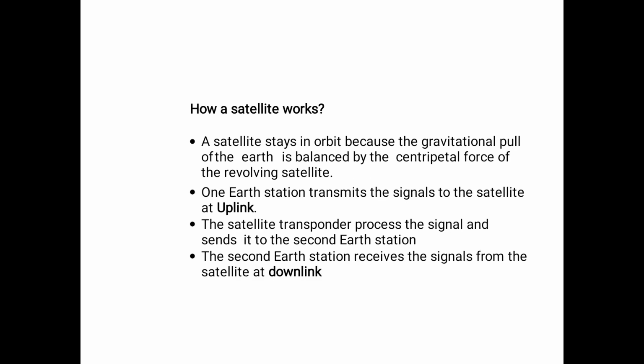How does it work? A satellite stays in orbit because the gravitational pull of Earth is balanced by the centripetal force of the revolving satellite. One station transmits the signals to the satellite in the uplink. The satellite transponder processes the signal and sends it to the second earth station. The second earth station receives the signals from the satellite in the downlink.